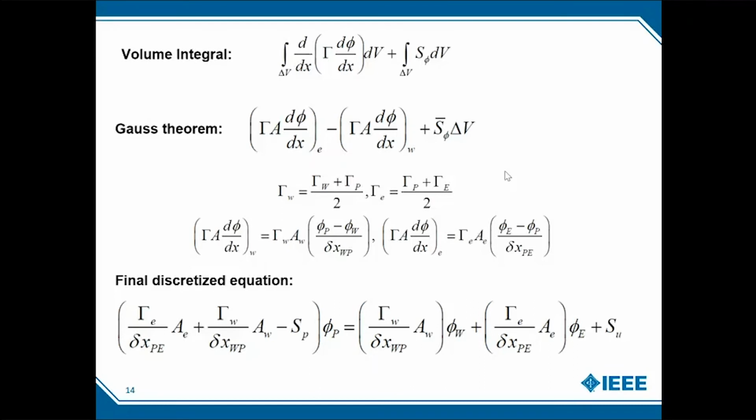Pranay, in the case of the finite volume method, we start off by integrating the differential equation, but we don't do so in the finite difference method. Do we do so in FVM so that we can use the Gauss theorem?